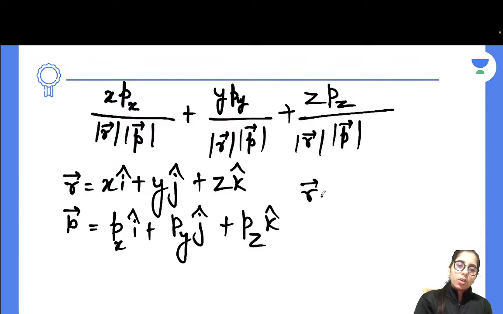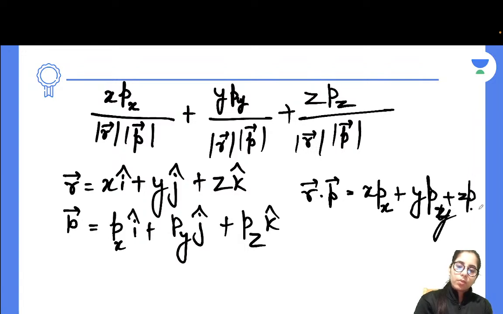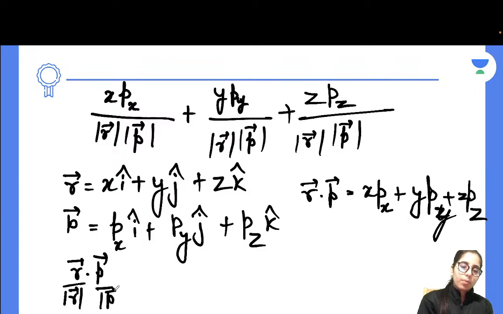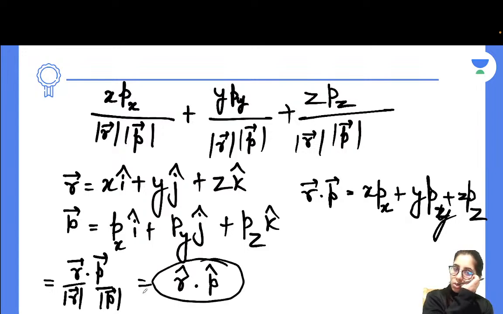So r dot p will be what? That's going to be x px plus y py plus z pz. Okay, and this is nothing but r dot p divided by magnitude of vector r and magnitude of vector p. So what it is, unit vector r dot unit vector p you will have there. That's how you're going to get it.